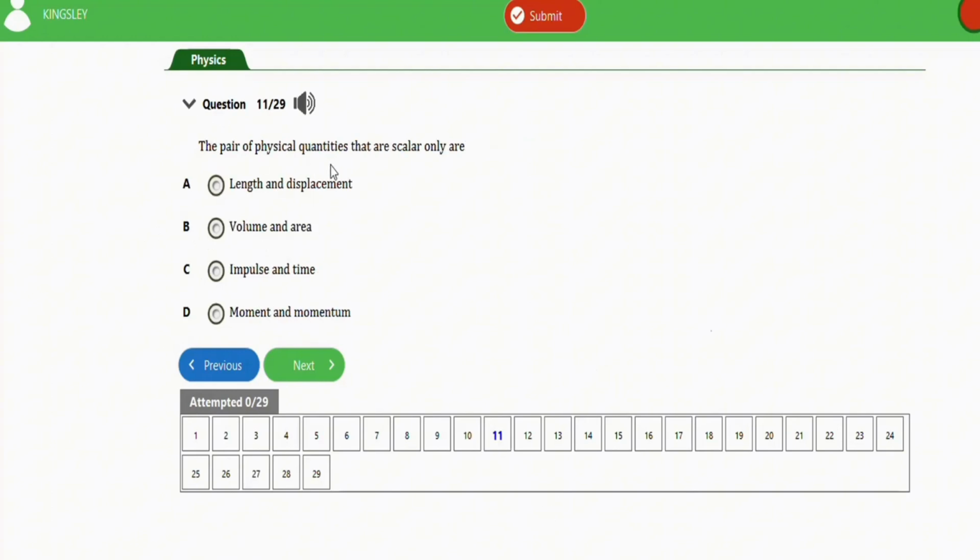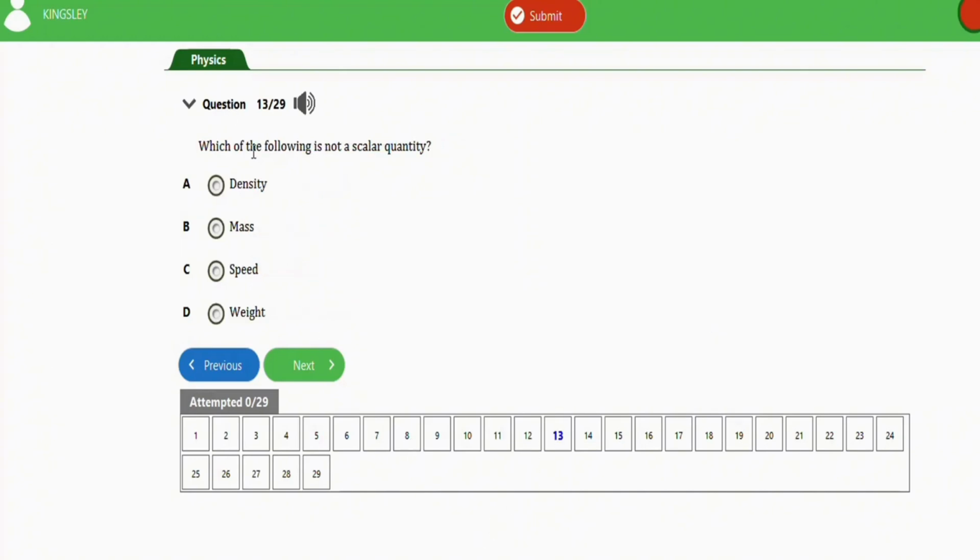It says the pair of physical quantities that are scalar only are: we have length and displacement, no. We have volume and area, impulse and time, no. Moment and momentum, no. The correct option is option B, which is volume and area. They are both scalar quantities. Alright, next repeated question will be this question.